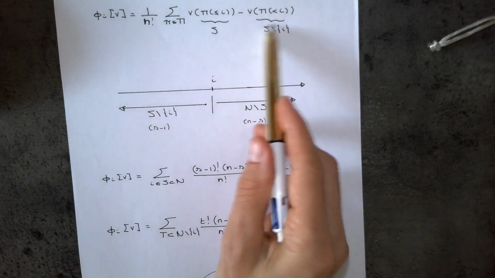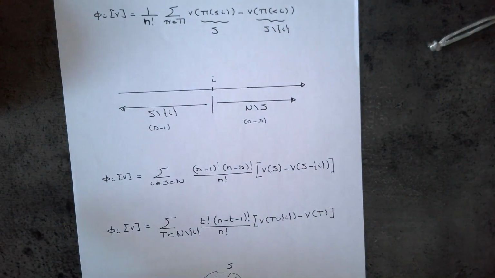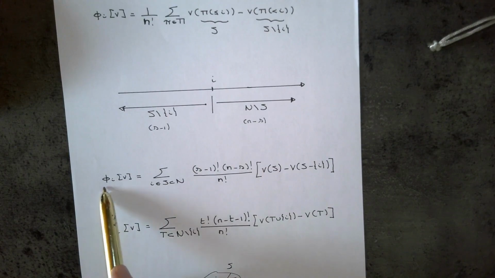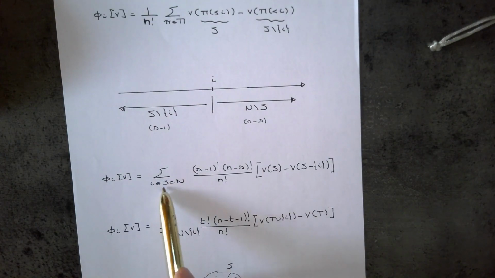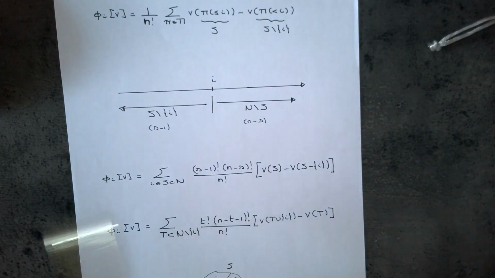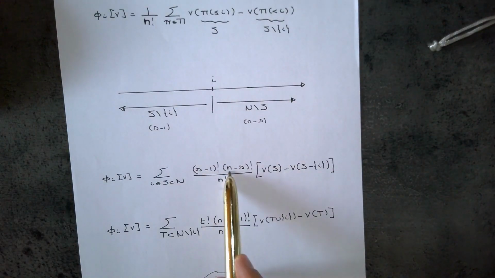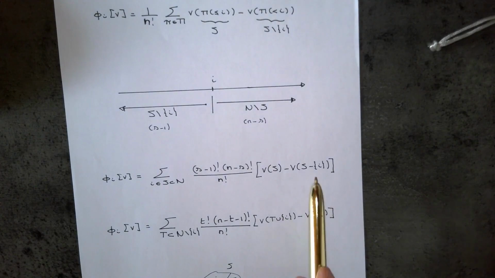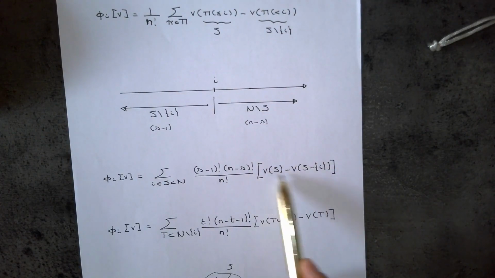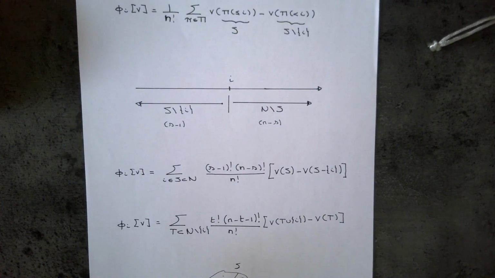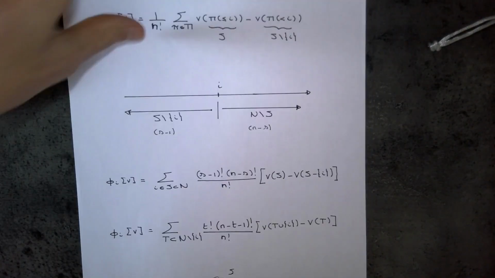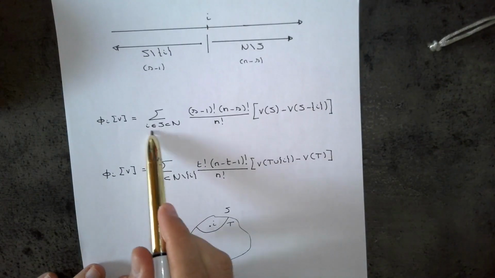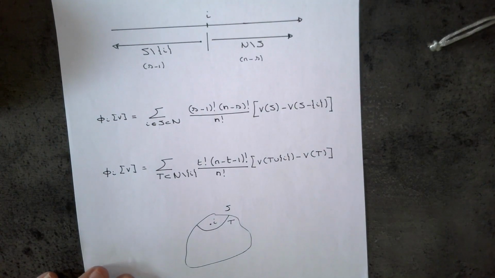And here the same counts for v of S minus i. So we can also rewrite the Shapley value as the sum over all sets S that contain i, of s minus 1 factorial times n minus s factorial divided by n factorial, times v of S minus v of S minus i, which is the marginal contribution of i to this set. So this is summing over all sets that contain individual i.